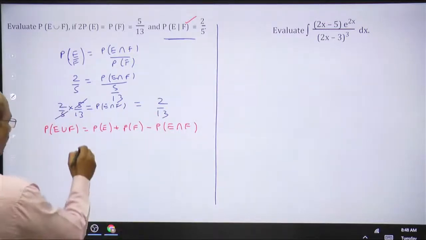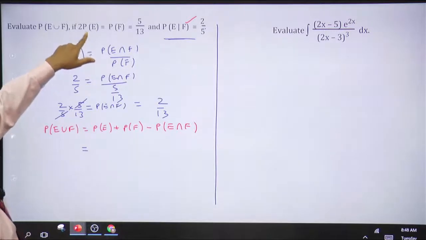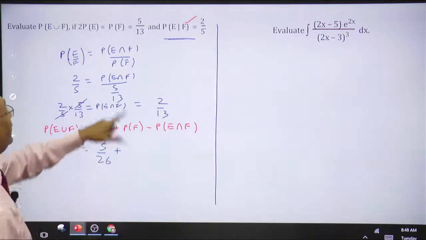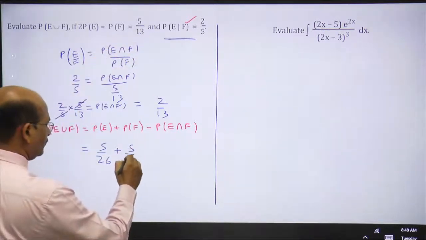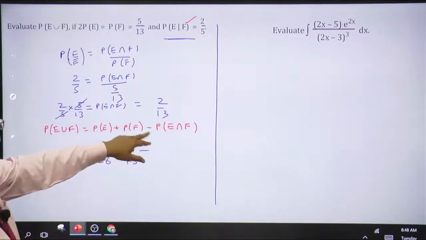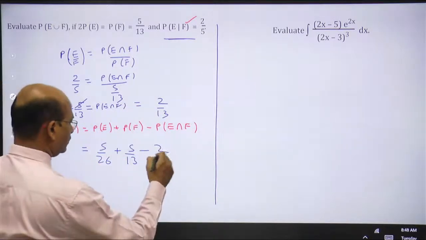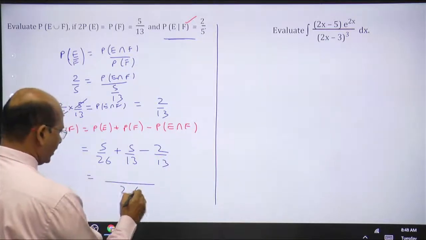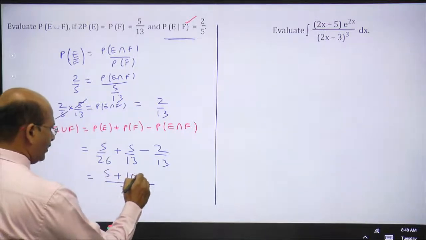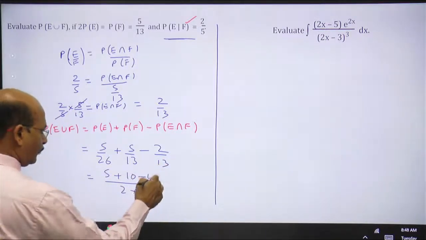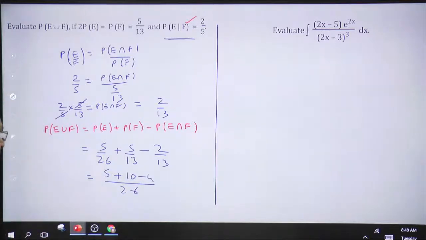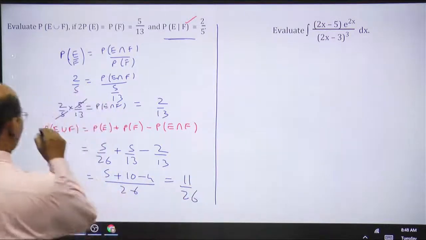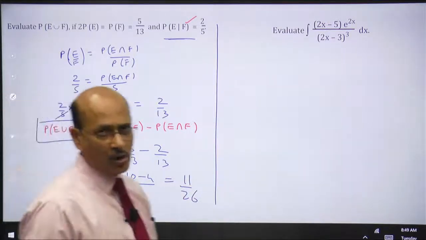Put it across. So what is P of E? 2 goes down, so 5 by 26, plus P of F is already given to you, 5 by 13, minus P of E intersection F. Now E intersection F is nothing but 2 by 13. I think it's the best way to do the simplification there. LCM is 26. So this is 5 plus 10 minus 4. 5 plus 10 is 15, minus 4 is 11 by 26. That is nothing but P of E or F.